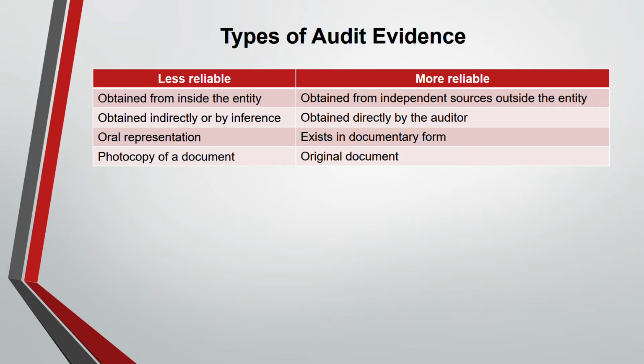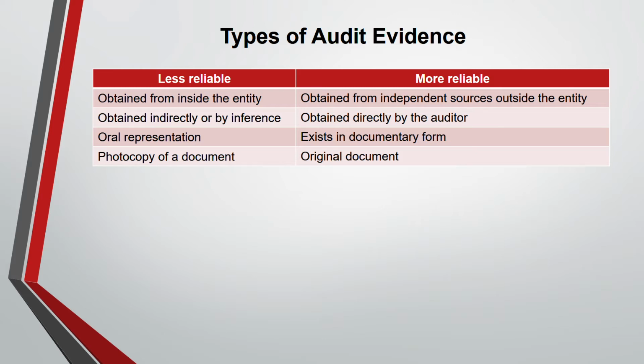Next, obtained indirectly. If you are getting evidence indirectly, it is considered less reliable compared to when the auditor himself is obtaining it directly. He himself is asking the manager. He himself is collecting the confirmation letter from the customer or the bank letter or whatever it is. Oral representations are considered less reliable, but when something is in the form of documentation, it is considered more reliable. You can trust that more. Because oral, come on, no one is 100% honest. Anyone can lie. But when something is written in a document, you have no scope of lying or cheating or manipulating anything. It must have been done, that's why it's there in the documents. A photocopy of a document is also considered less reliable, but original documents are considered more reliable.